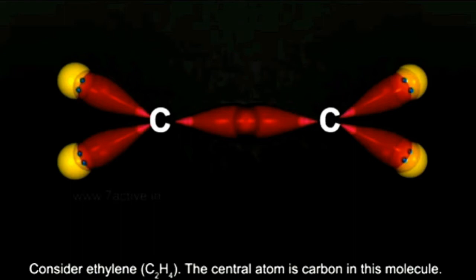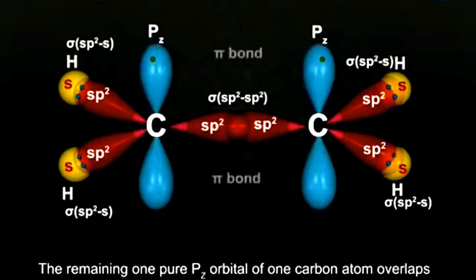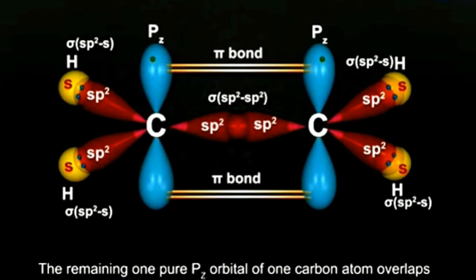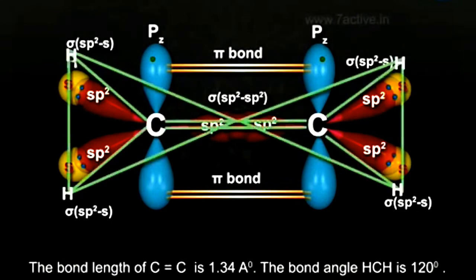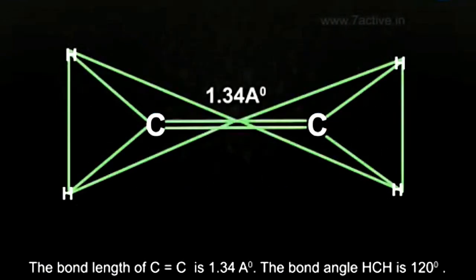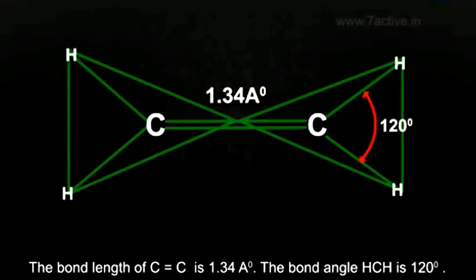The bond length between carbon and carbon is 1.34 angstroms. On each carbon, we have a half-filled p orbital which is not involved in hybridization. They are pure p orbitals, perpendicular to the C-C bond, and parallel to each other. These orbitals laterally overlap to form a C-C pi bond. So, in the C2H4 molecule, there is a double bond between carbon and carbon. One is a C-C sigma bond, and the other is a C-C pi bond. The bond angle is 120 degrees.